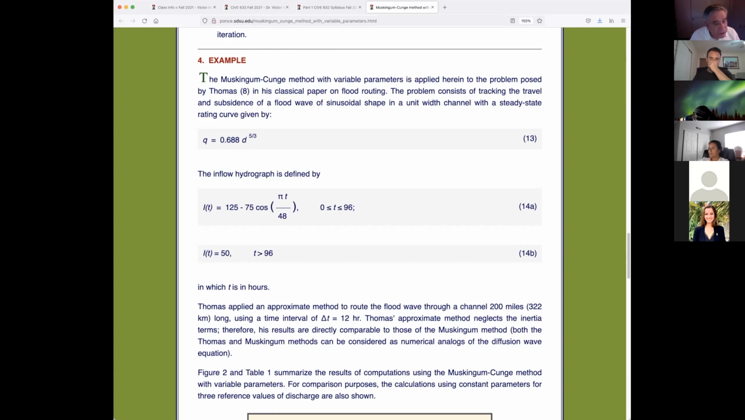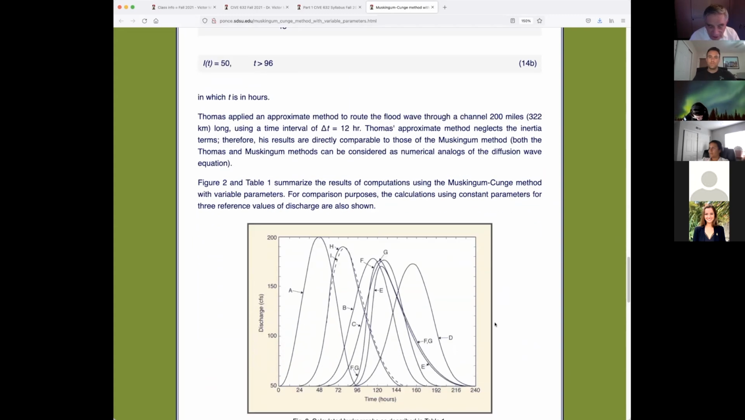The inflow hydrograph, this is the Thomas problem. It starts at 50 and it goes to 200. That is why you have in here 125 minus 75, because when the time is 0, the cosine of 0 is 1. So it's 125 minus 75 is 50. So it starts at 50 and it goes between 0 and 96. After 96, it's always 50. Okay, so that is the hydrograph. It's a sinusoidal hydrograph. It's right there, right here. This hydrograph labeled A starts at 50, it goes to 200, it comes down to 50 at 96 hours.